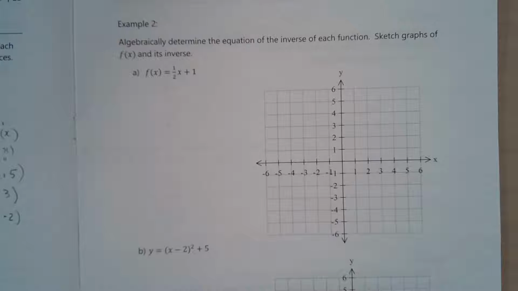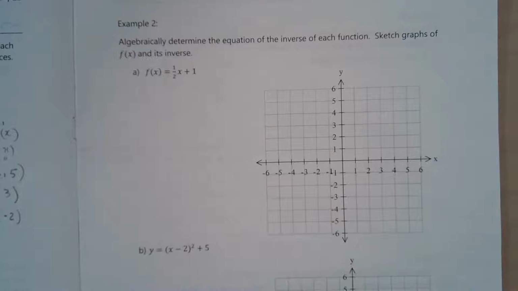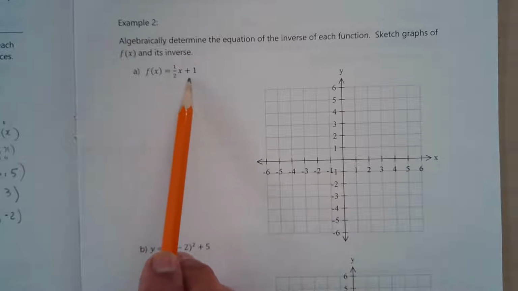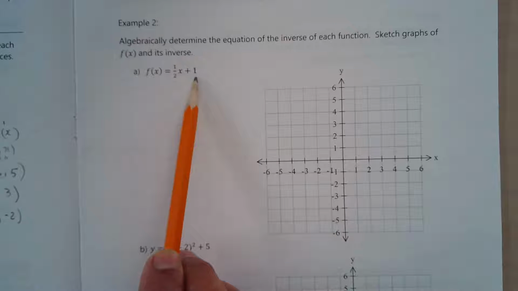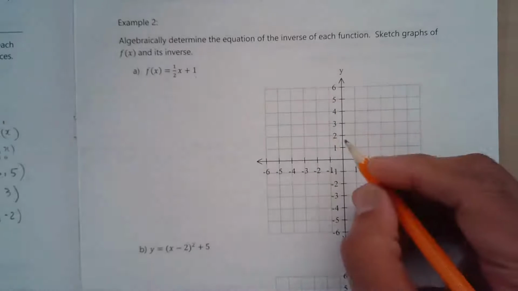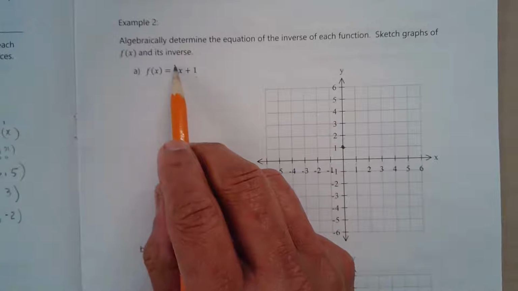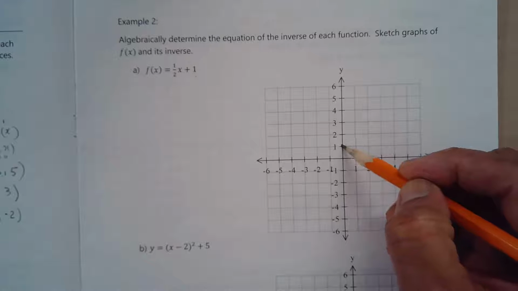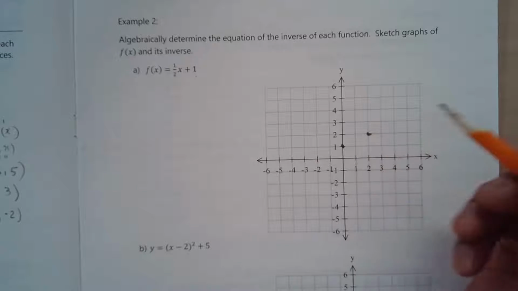Now, in this example, you're asked to determine the equation of the inverse of each function and sketch a graph of f of x and the inverse function. So first, let's sketch the graph of f of x, and then we'll find the inverse of this function. Notice this is a straight line because it has the form y equals mx plus b. So your slope is half, the y-intercept is 1. So I can find my y-intercept, which is 1 here, and I know my slope is half, meaning my rise is 1 and my run is 2. So I go up from my y-intercept 1 and I run 2. So my next point is here.